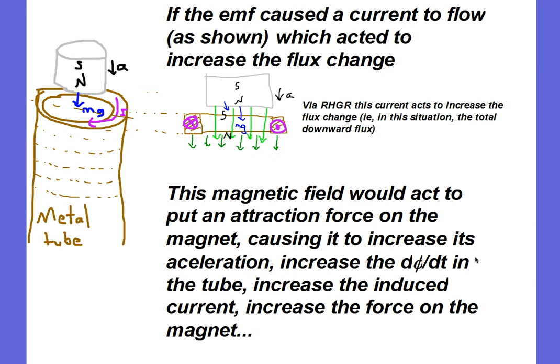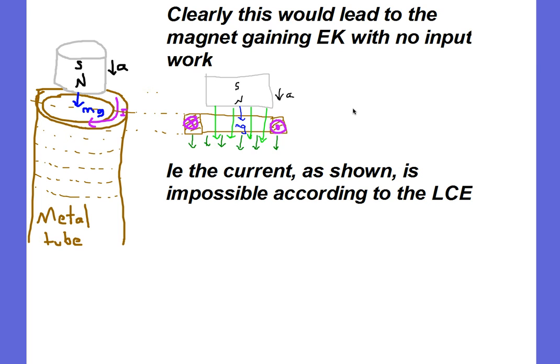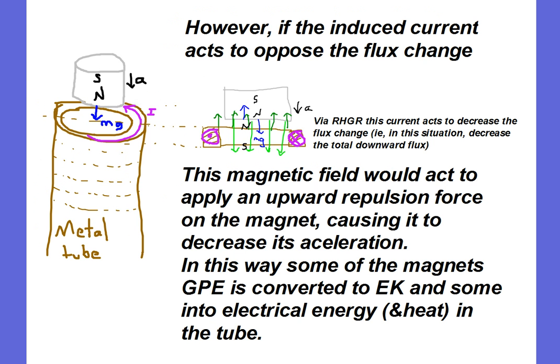That would increase the flux change with time. That would increase the induced current, which would increase the force on the magnet, would make it fall faster, and so on and so on and so on. And it's pretty clear to see that would lead to the magnet gaining kinetic energy with no input work, which is impossible according to the law of conservation of energy. So this possibility of the current, in this case flowing clockwise, is clearly violating the law of conservation of energy and can't happen.